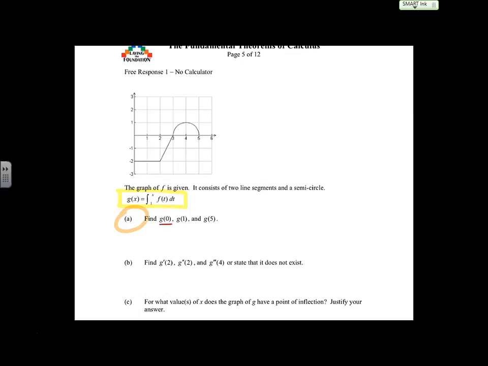Kiddos, they say g of 0, g of 1, g of 5. Aren't those x's? Yes. So we plug into the x's of our integral, and we're going to have the integral from 1 to 0. I'm just plugging into the formula over here of f of t dt. Who is f? The graph. You can say f of x if you want. You can say f of t, either way.